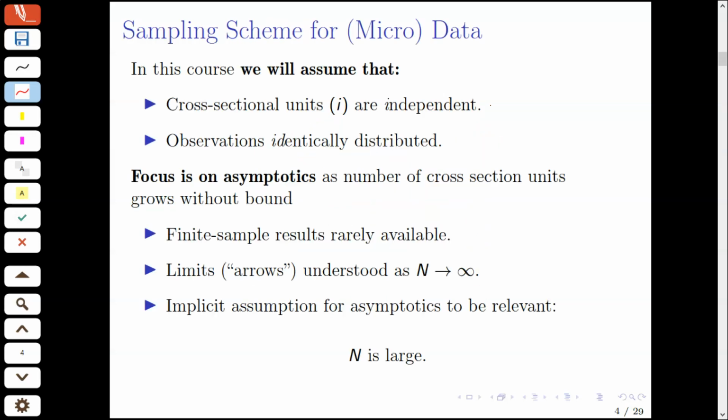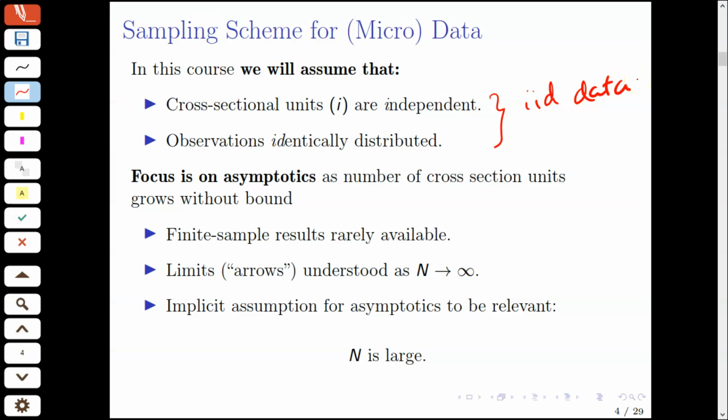In this course, we will assume throughout that we have access to independent and identically distributed observations, or IID data for short, which means that observations for different cross-sectional units are independent of each other and are drawn from the same distribution. So we're talking about having IID data.